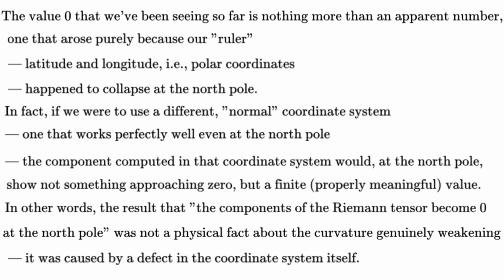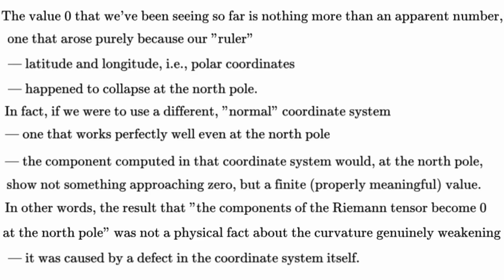The value 0 that we've been seeing so far is nothing more than an apparent number, one that arose purely because our ruler, latitude and longitude, i.e., polar coordinates, happened to collapse at the North Pole. In fact, if we were to use a different, normal, coordinate system, one that works perfectly well even at the North Pole, the component computed in that coordinate system would, at the North Pole, show not something approaching 0, but a finite, properly meaningful, value.